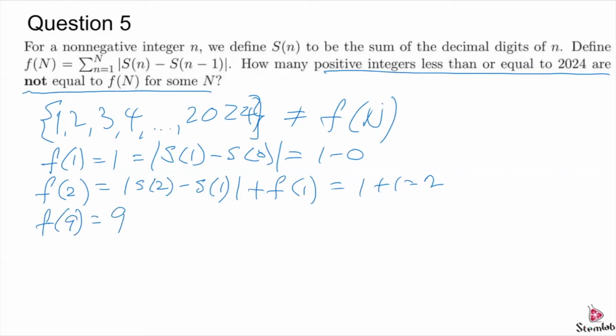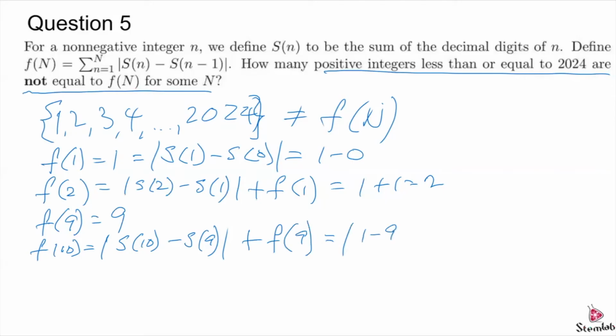And then f of 10 is equal to the absolute value of s of 10 minus s of 9 plus f of 9. So this becomes the absolute value of 1 minus 9, plus 9, which equals 17. So as you can see here, we skip the values 10, 11, 12, 13, all the way through 16. So there are some values here in the middle that were skipped. Okay, so we're trying to find how many of those values are skipped.